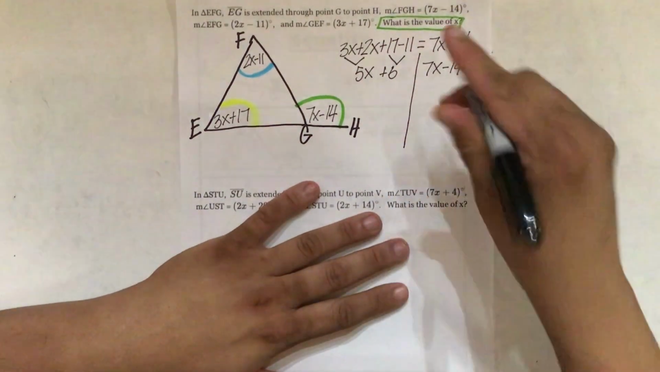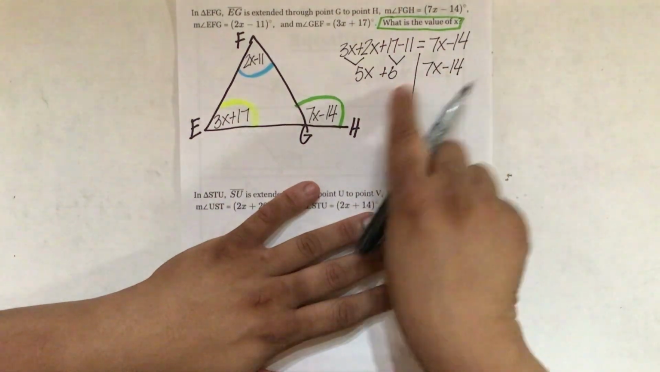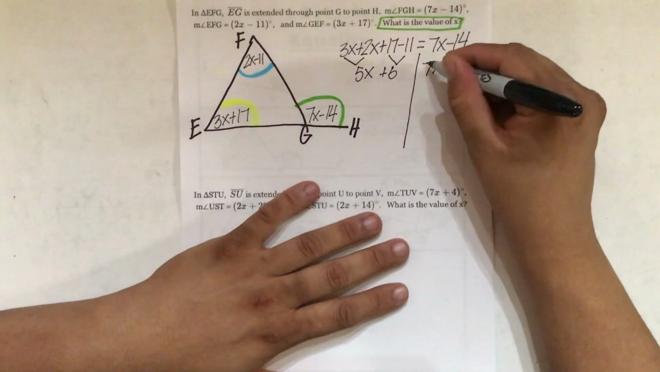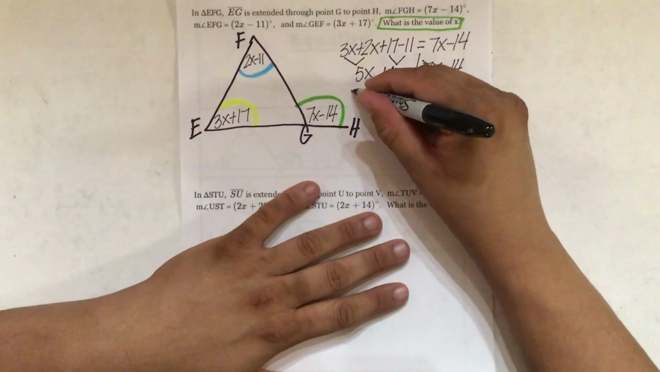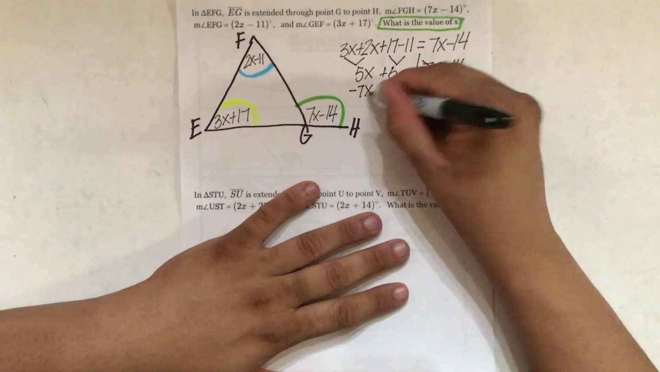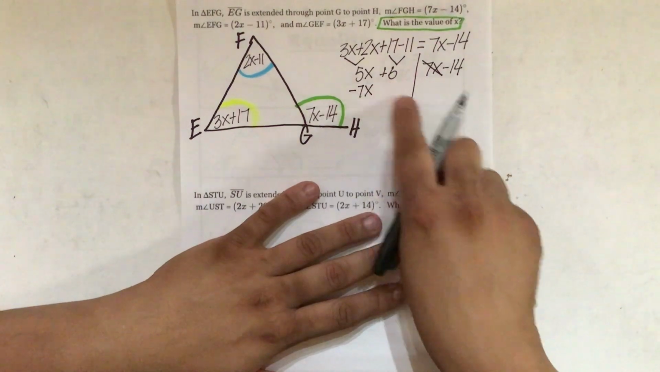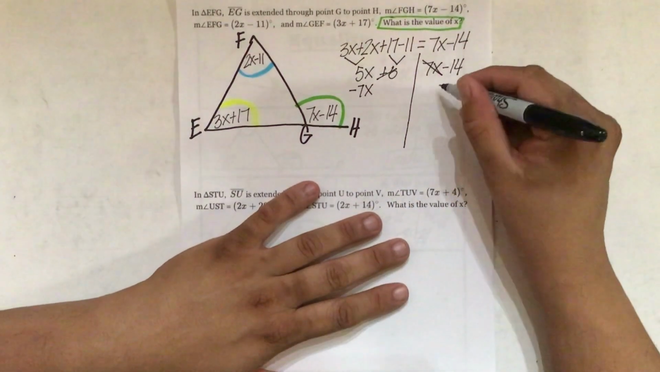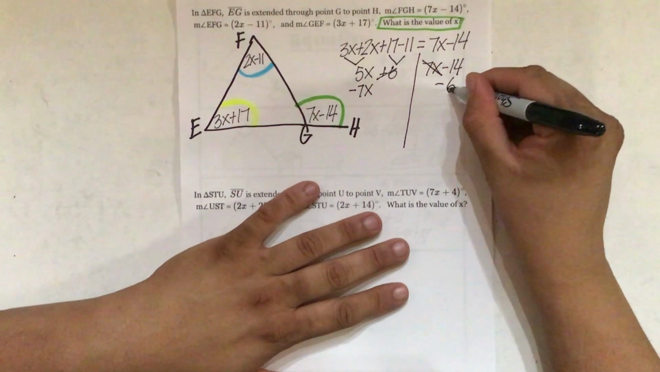So this 7x here, I'm going to cross it out because I want to bring this 7x here. I want all my x's on the left side of the line of separation. So I'm going to cross out 7x and I'm going to say minus 7x. And this is a plus 6. I want to move this plus 6 over here. So I'm going to cross out plus 6 and it's going to become minus 6.